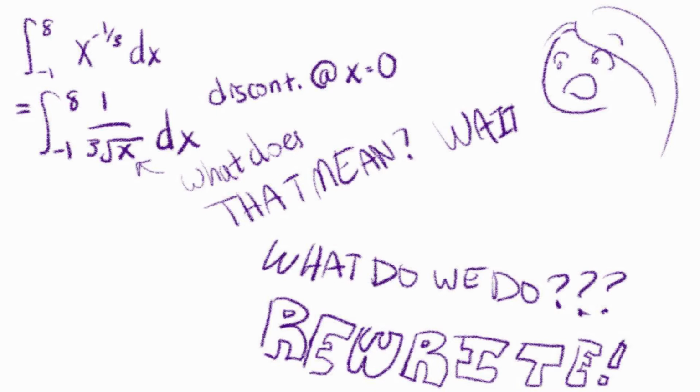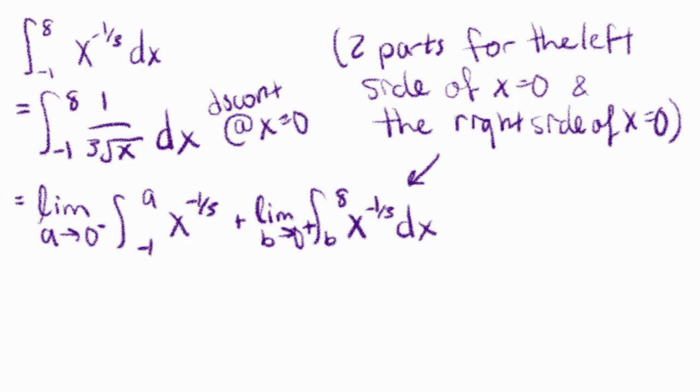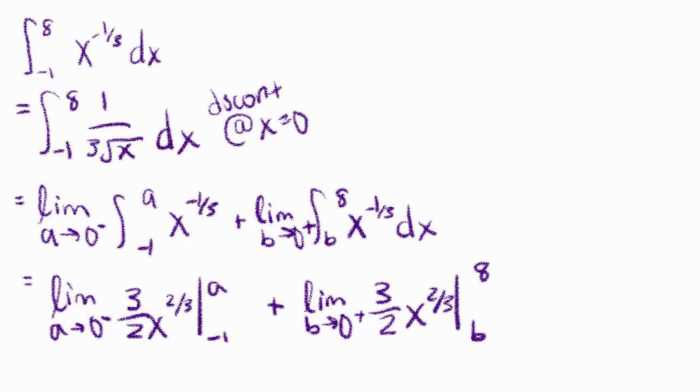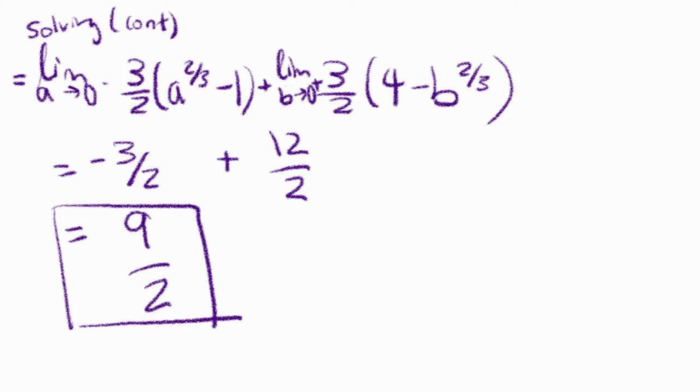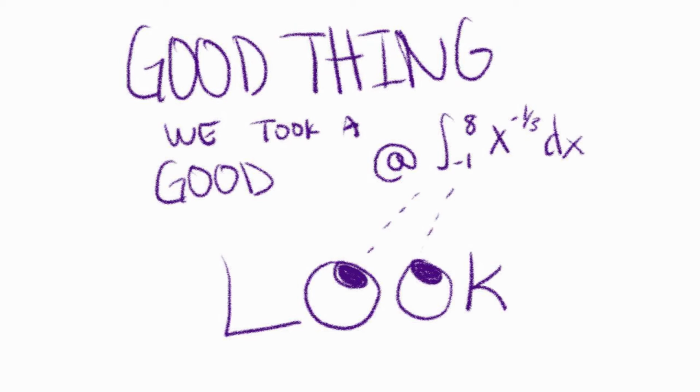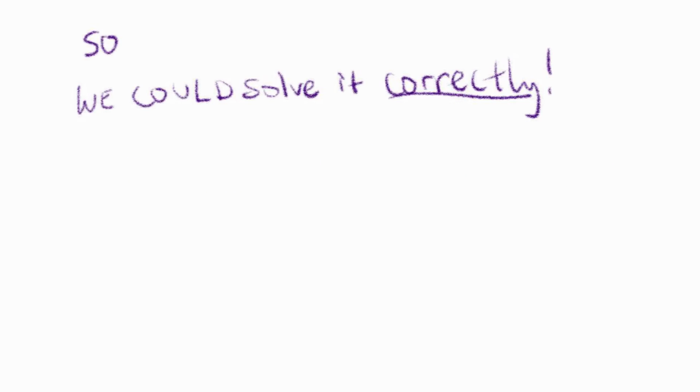We want to write the expression into two parts. The limit as a approaches 0 from the negative side, and the limit as b approaches 0 from the positive side. From there, we integrate using a and b on their respective limit expressions. Then we can plug a and b in. Then we get negative 3 over 2 plus 12 over 2, which simplifies to 9 over 2, the answer. It's a good thing we took a good look at the integral expression before we started integrating, so we knew to rewrite the expression using limits.